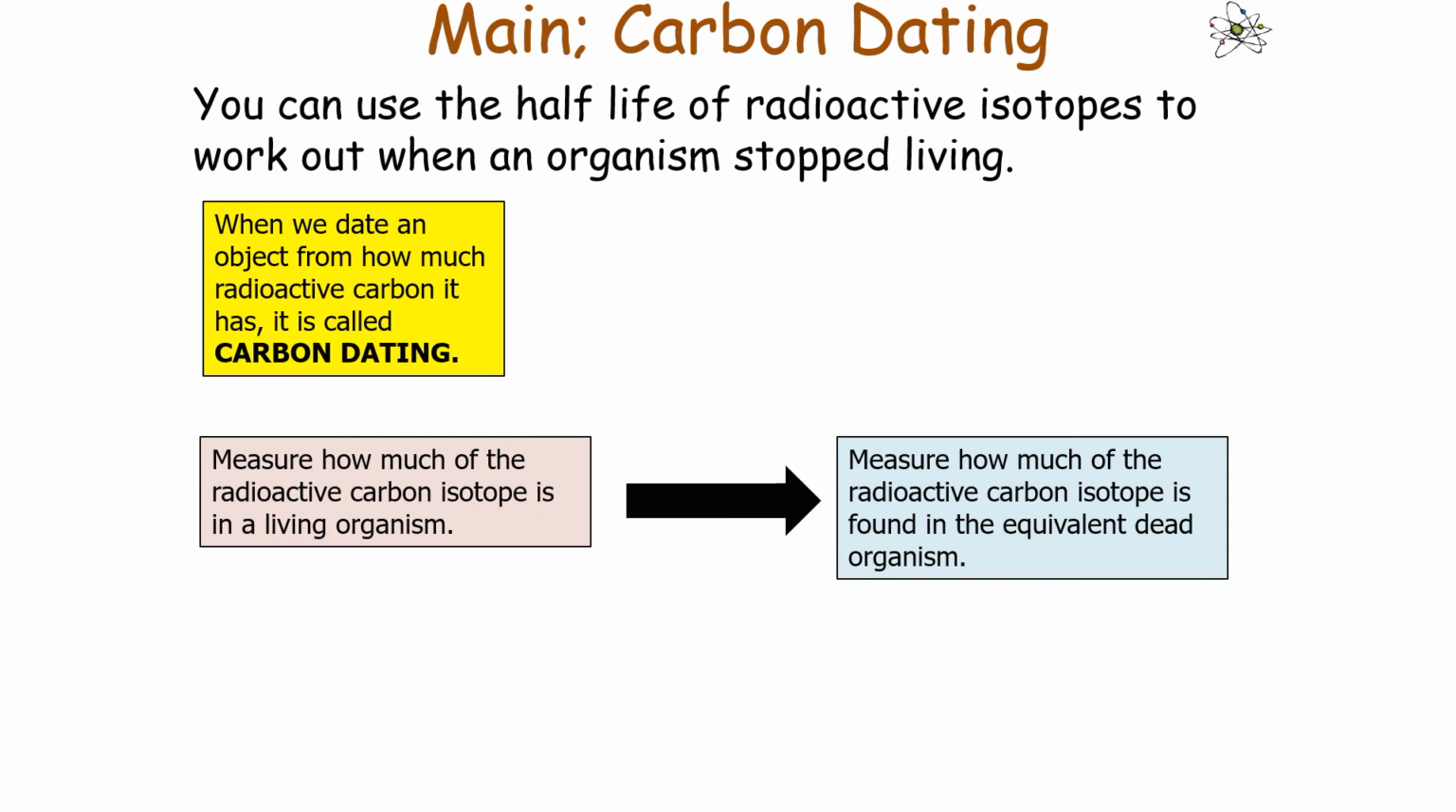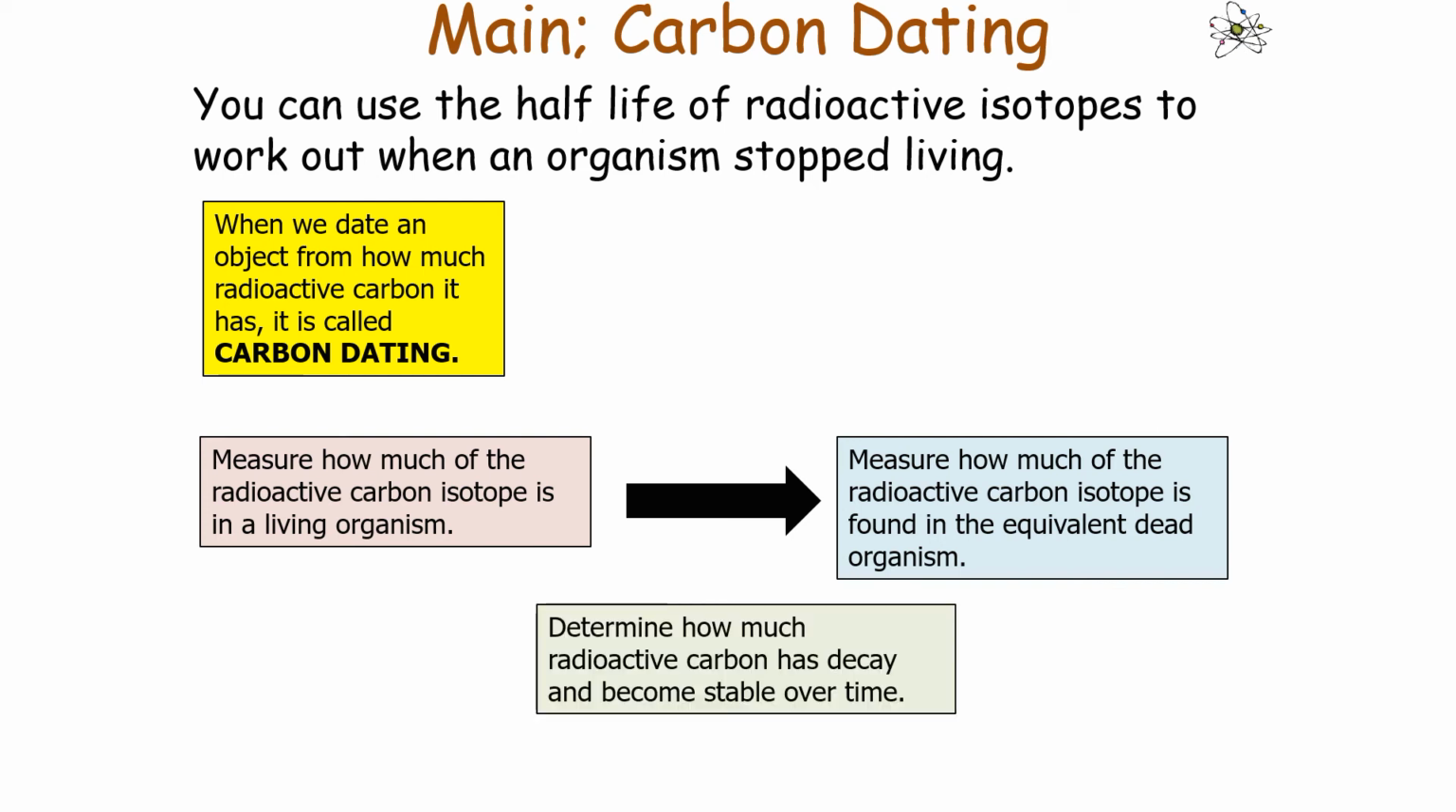So you can use the half-life of radioactive isotopes to work out when an organism stopped living. Now when we date an organism from how much radioactive carbon it has, we call that carbon dating. So what you do is you measure how much of the radioactive carbon isotope is in a living organism, you measure how much of the radioactive carbon isotope is found in the equivalent dead organism. We can then determine how much radioactive carbon has decayed and become stable over time.